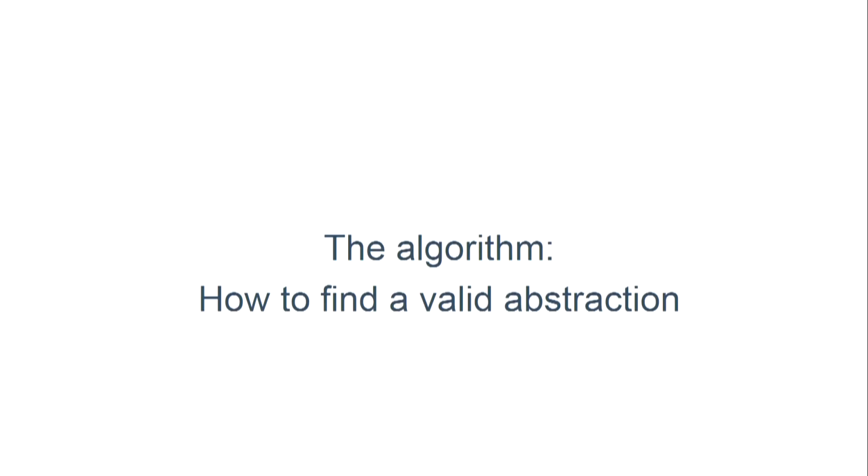Okay, so I've told you the conditions a valid abstraction must satisfy, but I also need to tell you how to find an abstraction. So what's the algorithm?